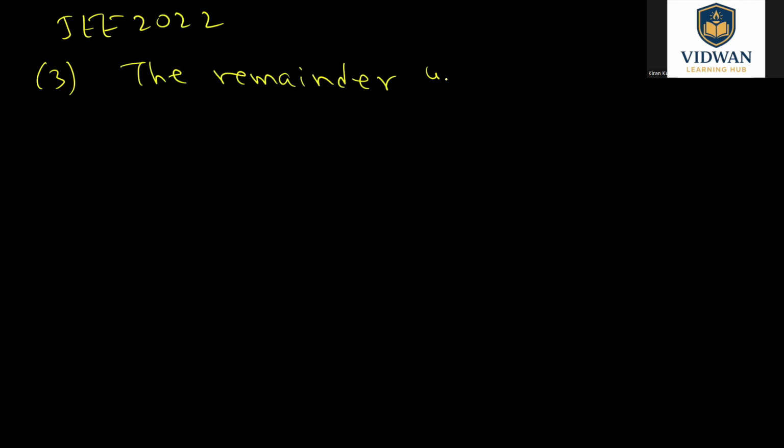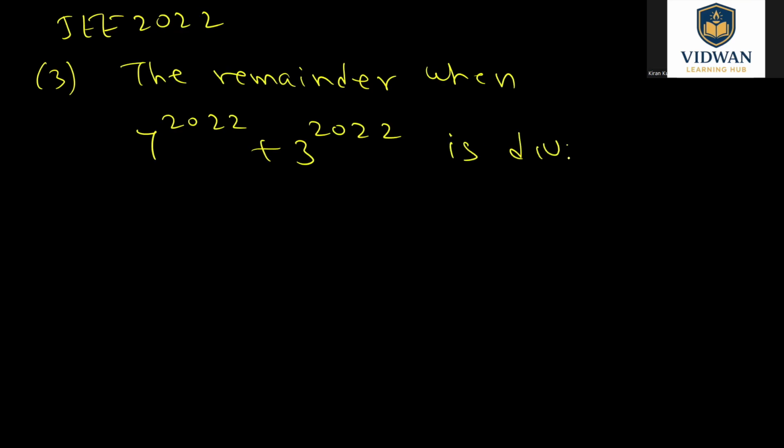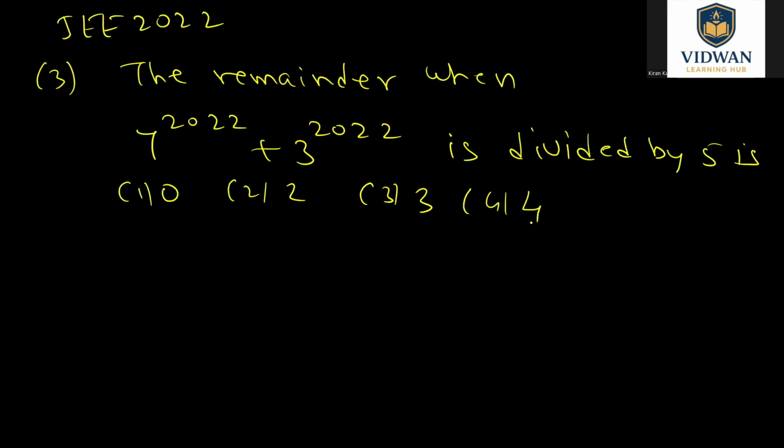Then third problem, I'll give this from JEE 2022 again. There's one more question. The remainder when 7 power 2022 plus 3 power 2022 is divided by 5 is. The options are 0, 2, 3 and 4. So you can try this.